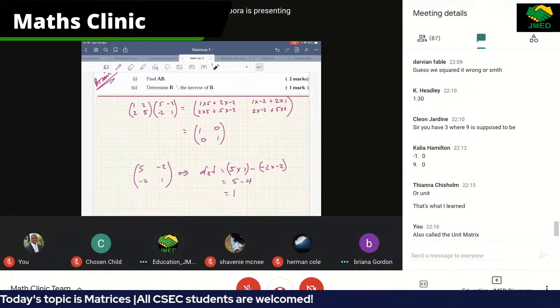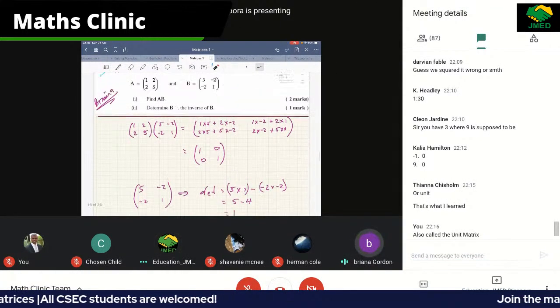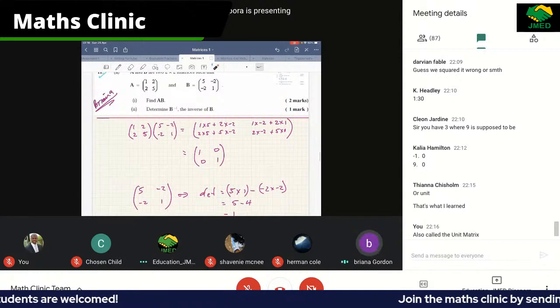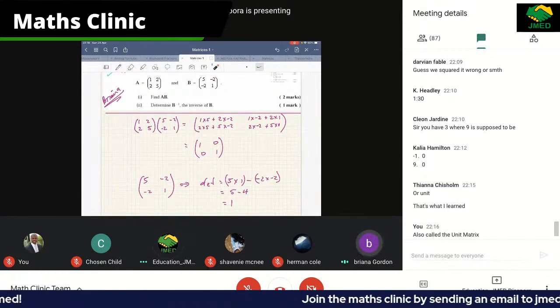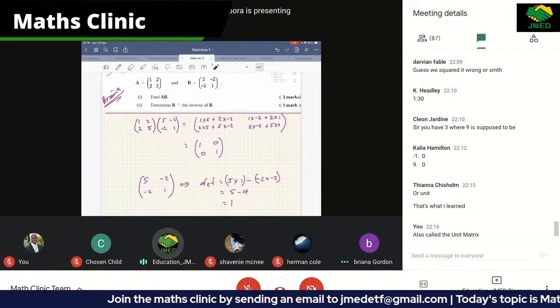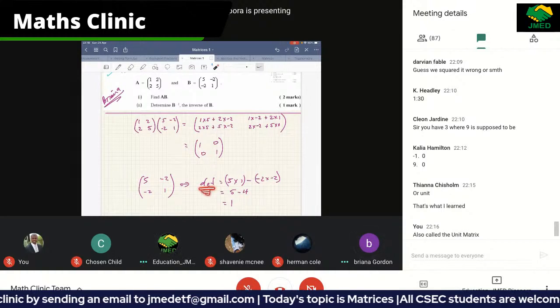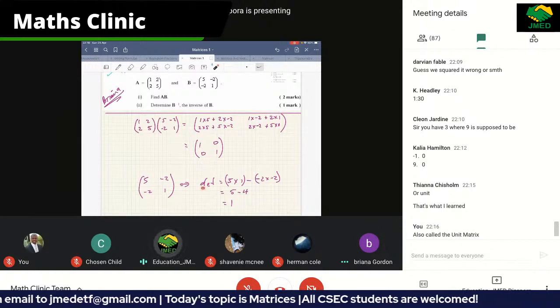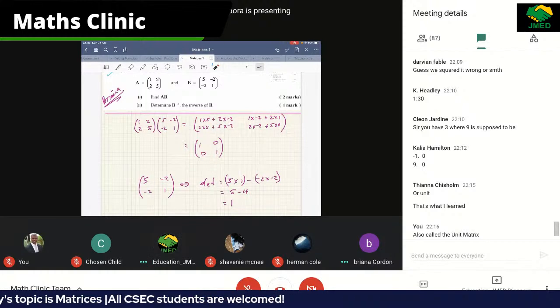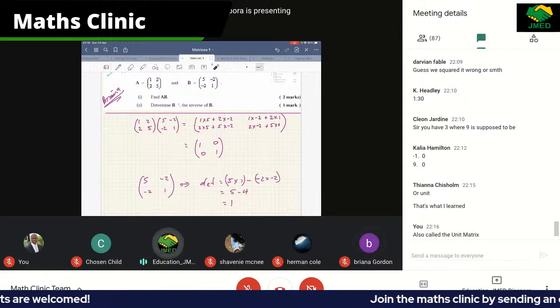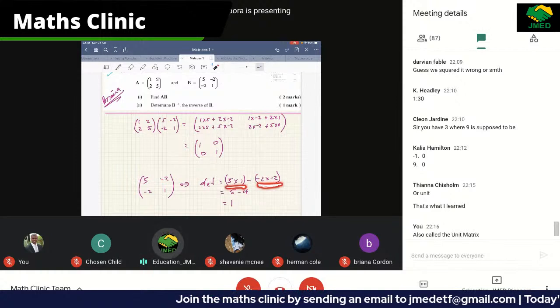Yes, sir, I thought you only switch the leading diagonal and the non-leading in the adjoint. No, no, no. Remember, we haven't done the adjoint yet. All we're working is a determinant. We're calculating the determinant, then we're going to work the adjoint. So the determinant is to find the product of the main diagonal minus the product of the minor diagonal.